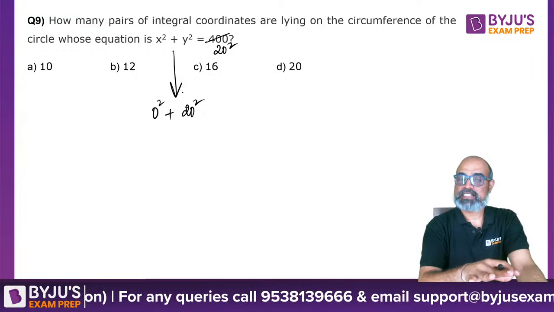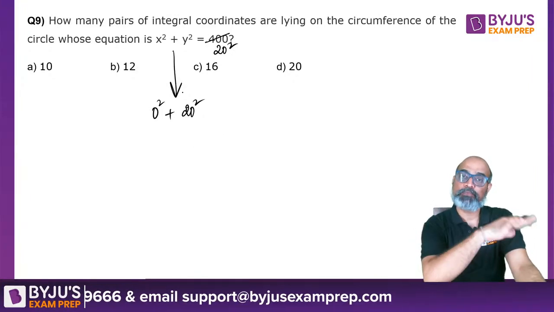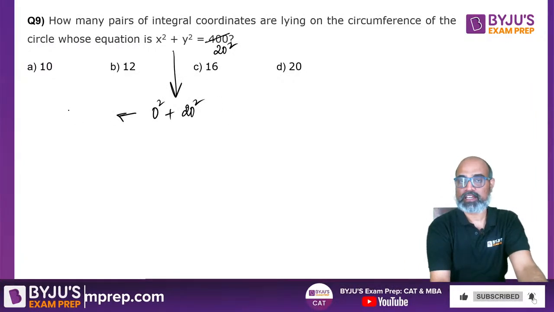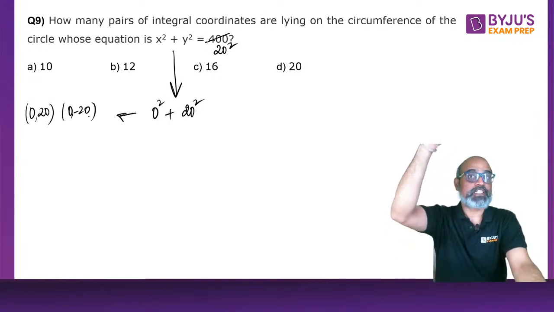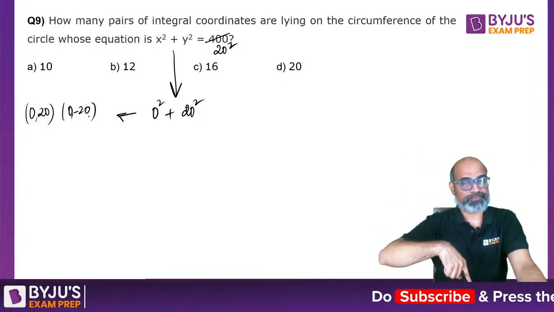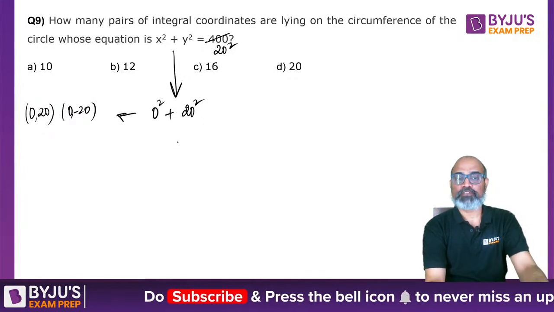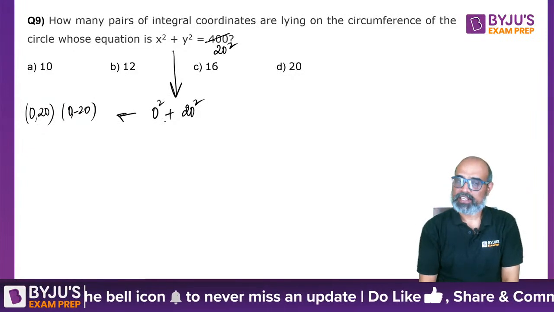But if x square is 0 square and y square is 20 square, y can be plus minus 20. Right? So how many possibilities will we have here, as in how many points? We will have (0, 20) and (0, minus 20), as in we got the tip of the circle and the bottom of the circle. Next, if I take 1 square, will y be integral? No. It won't be.